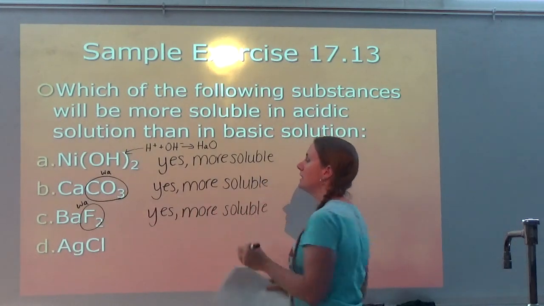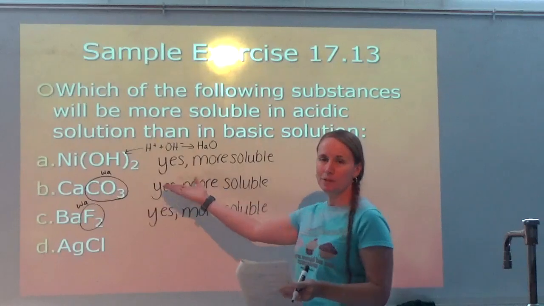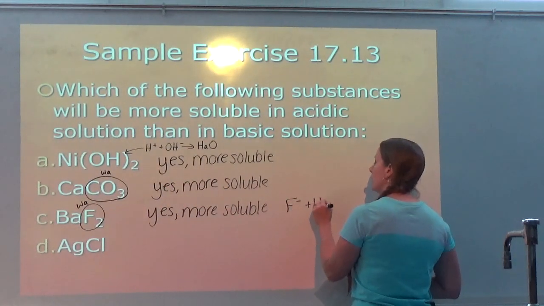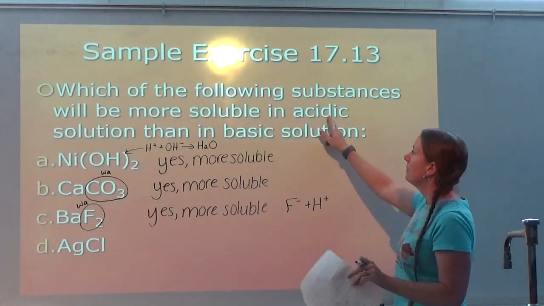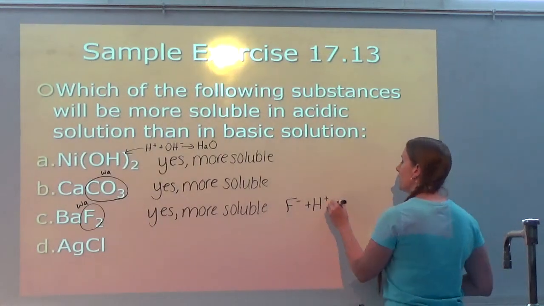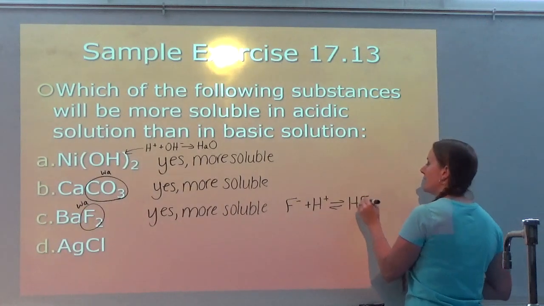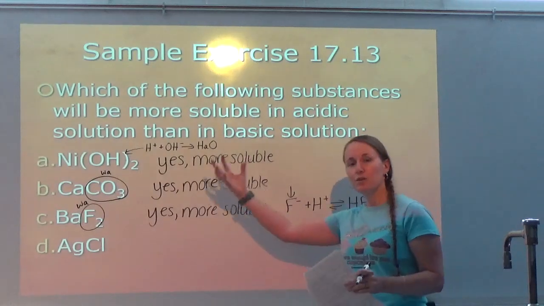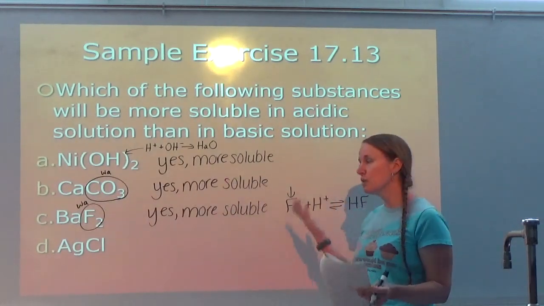Because what's going to happen is, let's just look at the F one. The same thing happens for the CO3. If you have F- and you make it more acidic, you add H+, then what's going to happen is you're going to make the HF, and that will reduce the F-. And if you reduce the reactant, it will shift to the products.